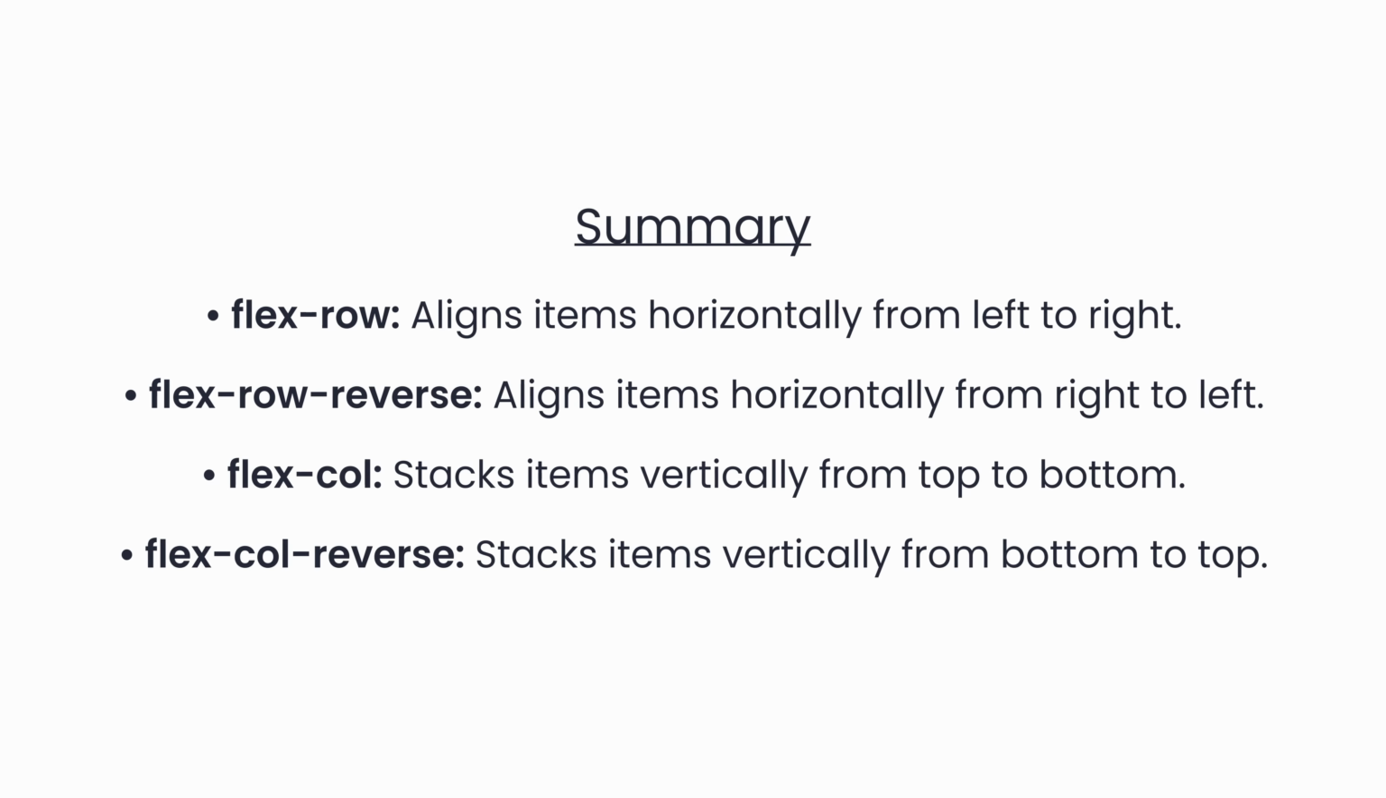So in summary, Flex Row aligns items horizontally from left to right. Flex Row Reverse aligns items horizontally from right to left. Flex Col stacks items vertically from top to bottom. And Flex Col Reverse stacks items vertically from bottom to top. These properties give you precise control over the layout direction of your Flex items, enabling you to create responsive and well-organized designs effortlessly. Experiment with these settings to see how they enhance your layouts.